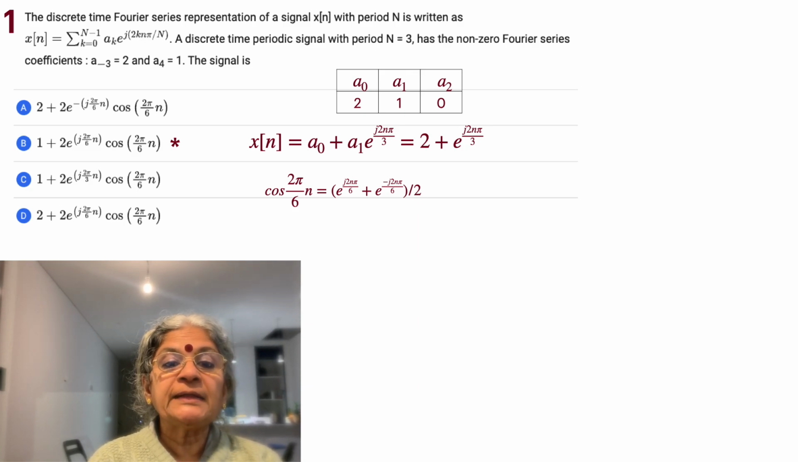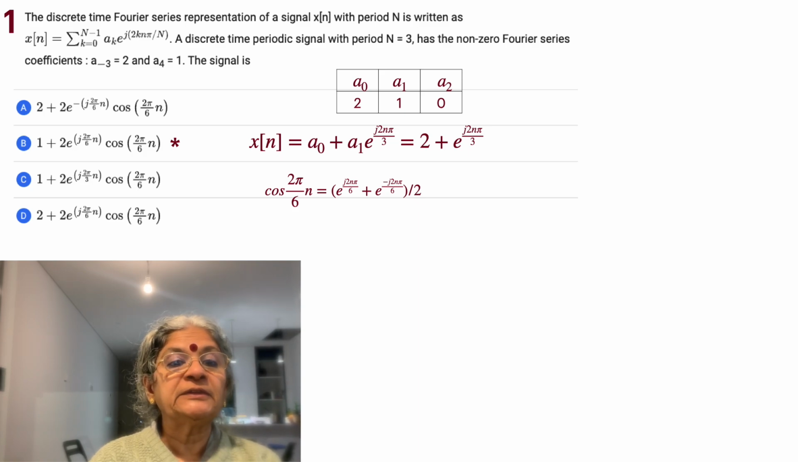Okay, so a discrete time periodic signal with period N equal to 3 has non-zero Fourier series coefficients. So very few coefficients are non-zero. They are described as a minus 3 equal to 2 and a4 is equal to 1. So what is the signal? And options are given. Point number 1, the periodicity of the signal is 3.